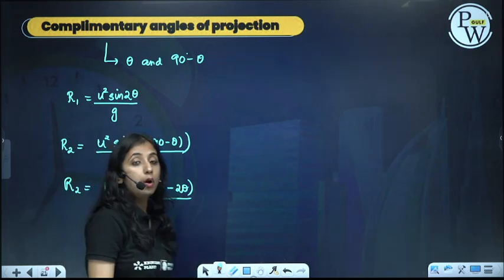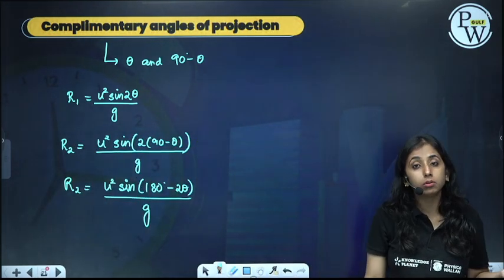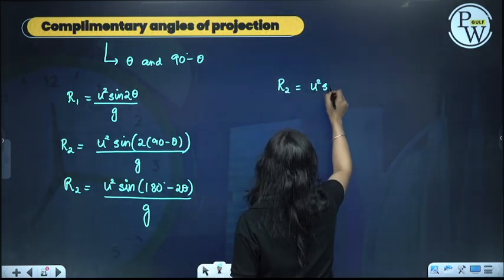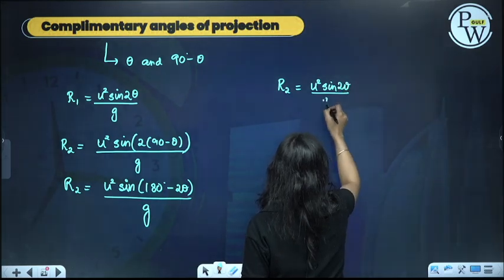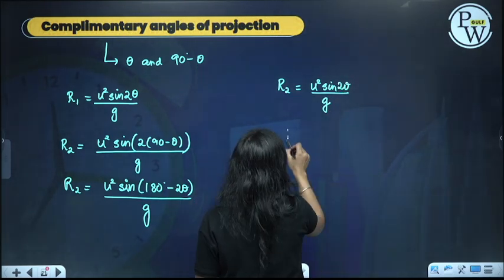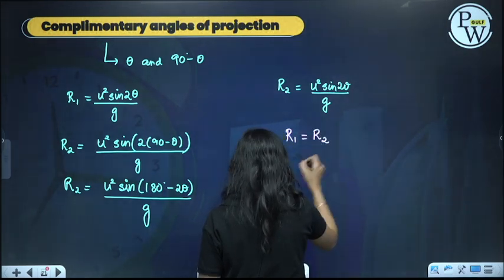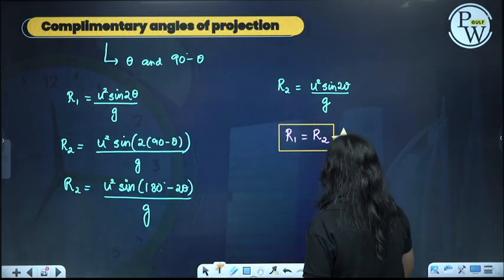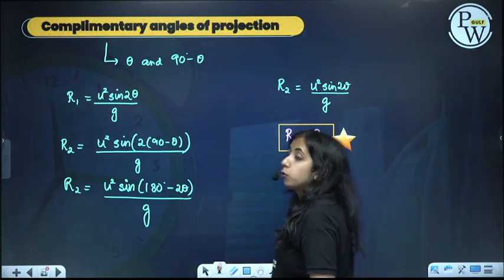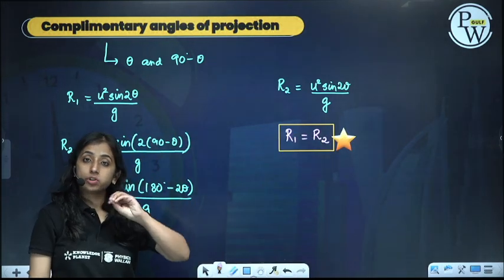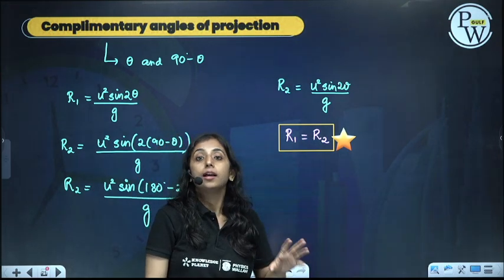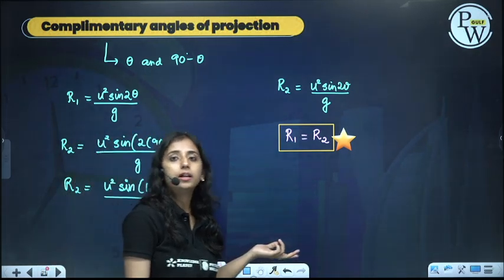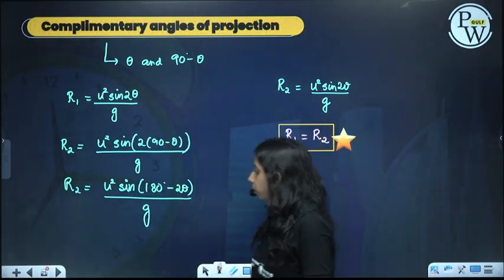Now we know that sine of 180 minus x is equal to sine x only. So from here we get that R2 is equal to u square sine of 2 theta by g. What we get is R1 is equal to R2. So the horizontal range is equal for complementary angles. If the particle is projected with the same speed u at an angle 30 degree and then at an angle 60 degree, then the range of the two particles will be equal.